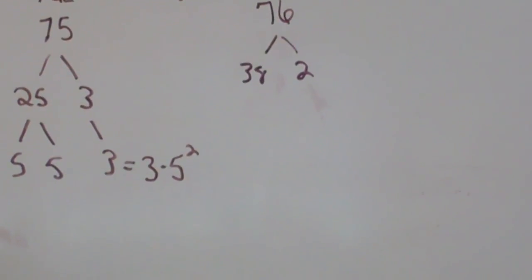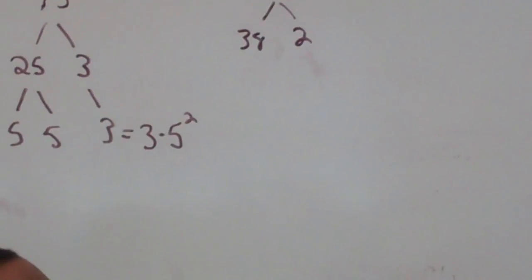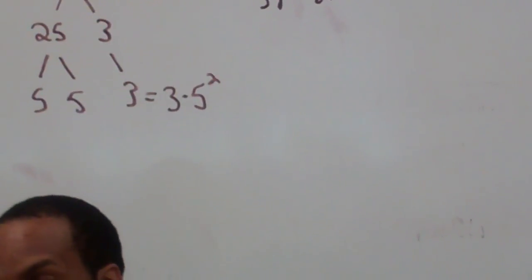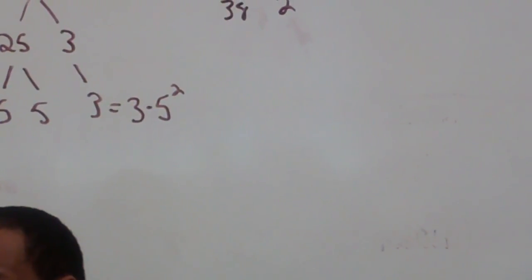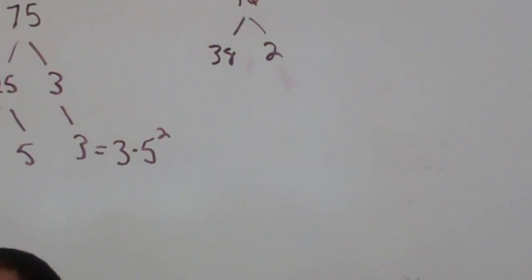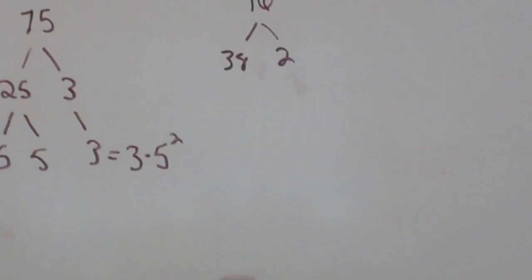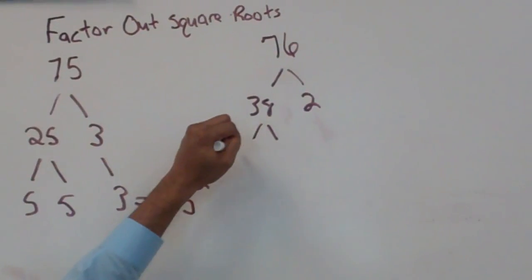All right. Can I break 2 down any further? No. Can I break 38 down any further? Yes. What can I break it down to? 2 times 16 will give me 32. 2 times 18 will give me 36. 2 times 19. Or 19 times 2.